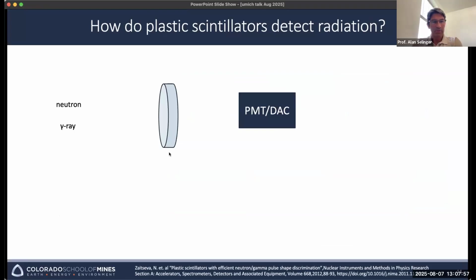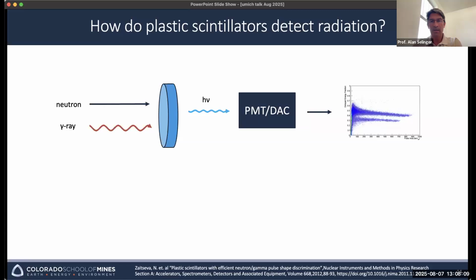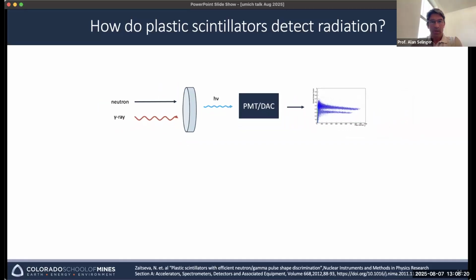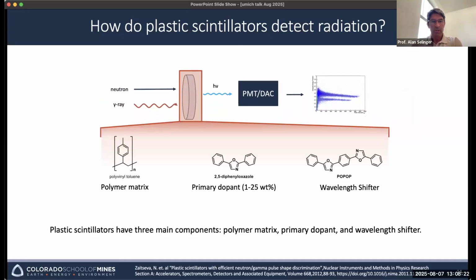There are some source of neutrons or gammas. These come in, and they actually make these scintillators emit light. And so then that light is detected by a photomultiplier tube, and then that data is analyzed by a computer through some kind of data acquisition, and put into some kind of a graph where you can make some sense out of it.